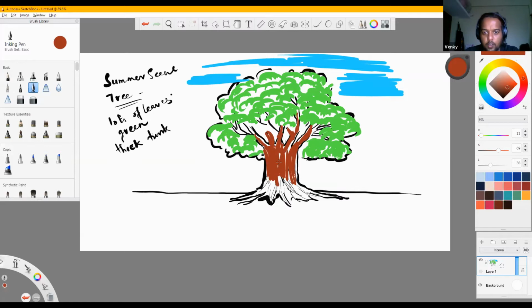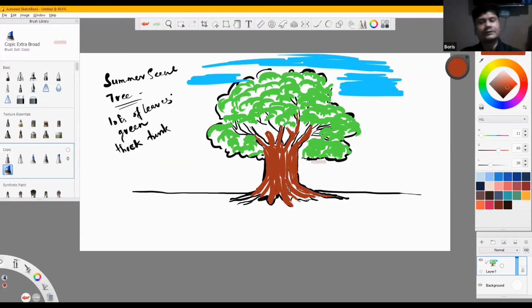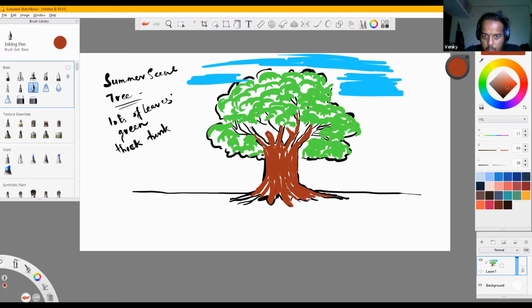I could have used Copic markers. Now it feels like I'm overwriting on the lines. Sketchbook, they also have digital Copic markers. Yeah. Oh, I didn't know this. But yeah, I think I'll continue. I'm using an ink pen now.